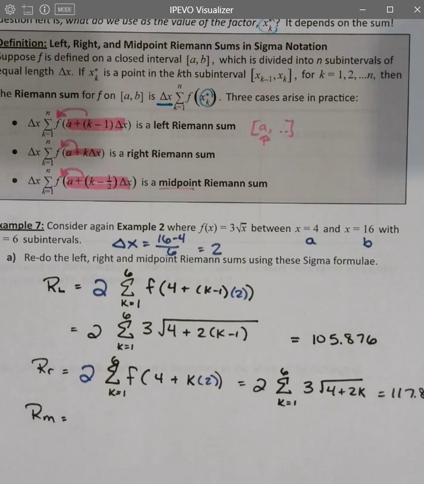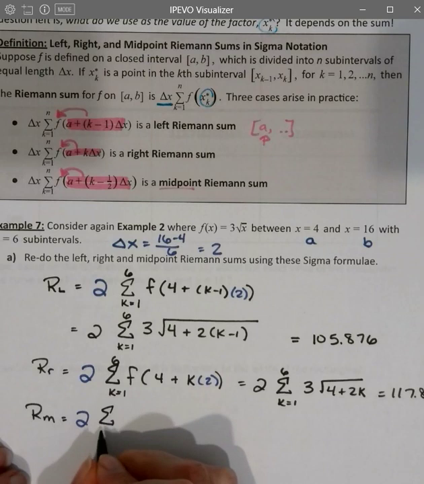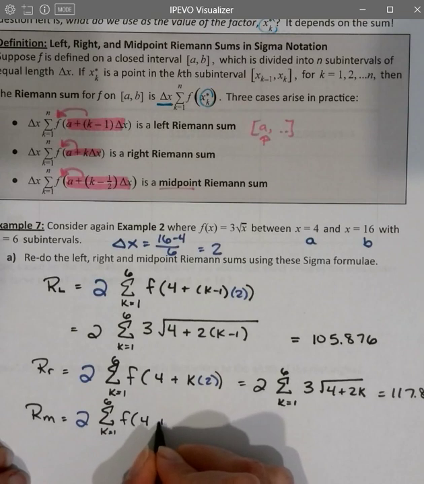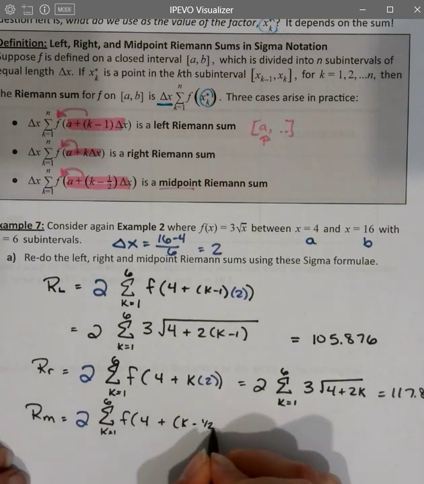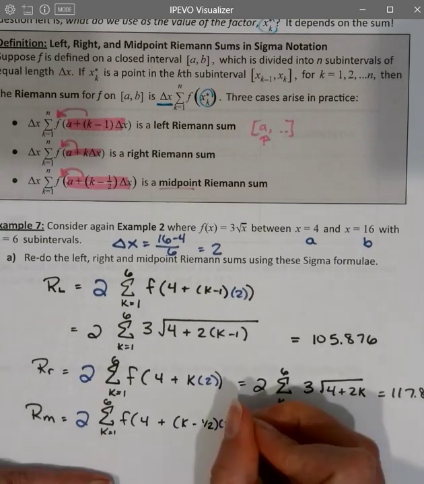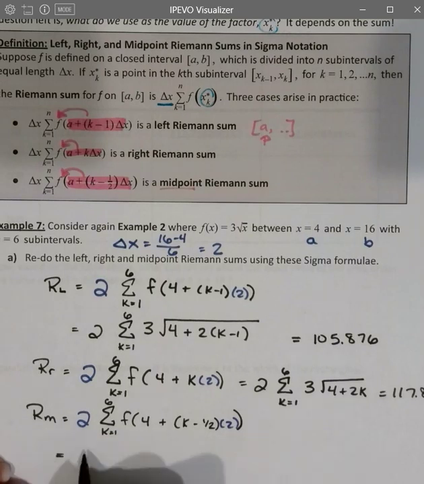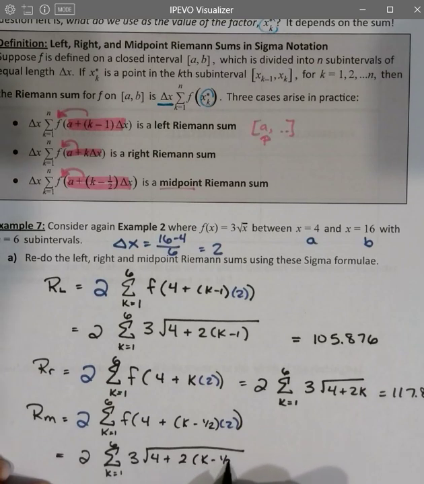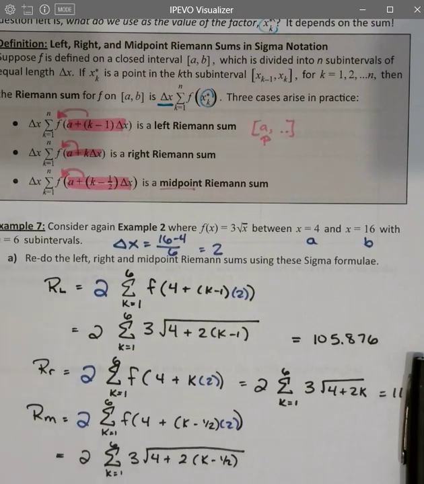And then our mid Riemann sum is going to, again, start with delta x. So 2, delta x is 2, times the sum from k equals 1 to 6 of f of a is 4, plus k minus 1/2 times delta x, which is 2. So this is 2 times the sum k equals 1 to 6 of 3 square root of, and inside that square root I have 4, plus 2 times k minus 1/2. Just writing the 2 first because it's a coefficient. See what we get. And it should be the same thing.